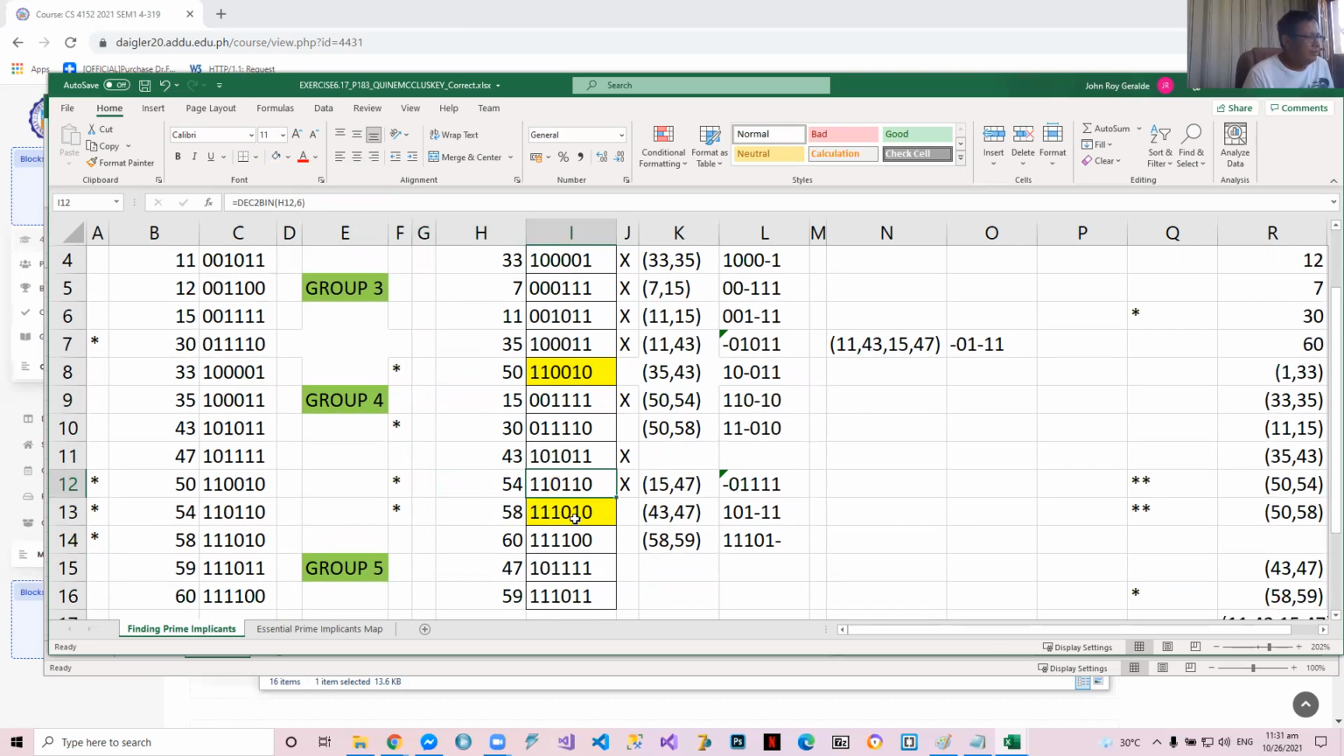Okay. 50 and 58, are they okay? They differ in the third, right? So 50 and 58, they differ in the third. So we'll have 11-011. Okay. And then we yellow this again. Third one, and then we'll whiten this. Okay. So they differ in the third and the fourth, so cannot be. Okay. So the last is 50 and 58.